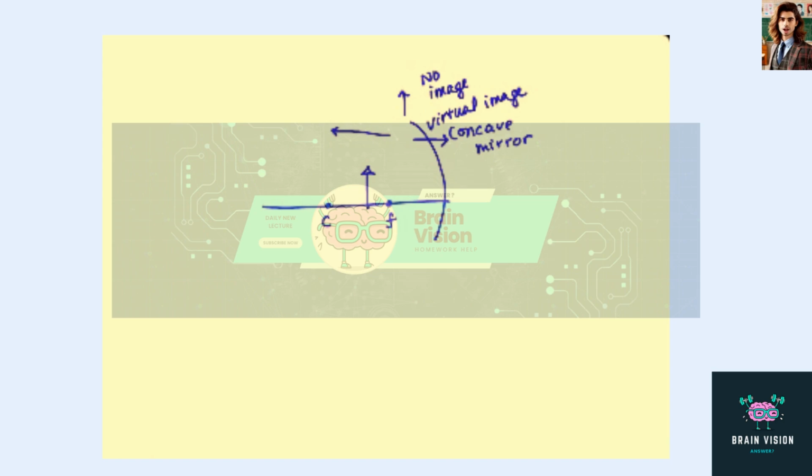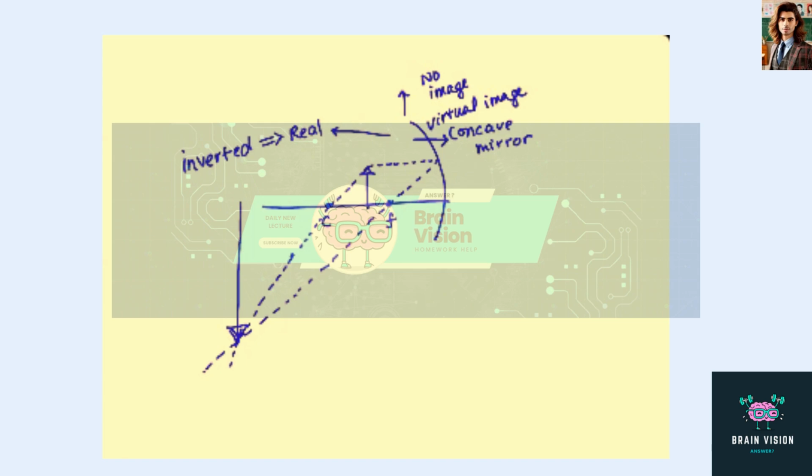For the first situation, you always draw your lines parallel to the principal axis. You're going to hit your mirror and then go through your focal. And your second one is going to go through your center of curvature. So you can see how my image is all the way back here. You can also see that it's inverted. Anytime you have an inverted image, it is a real image. Or rather, if you have a real image, it will be inverted.